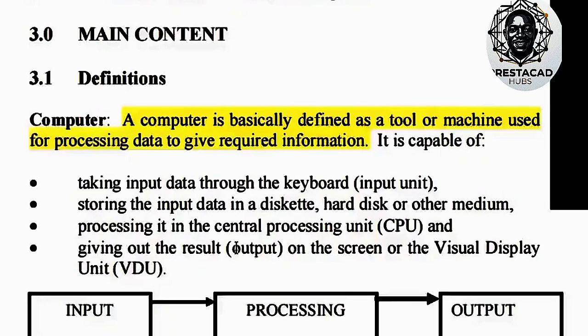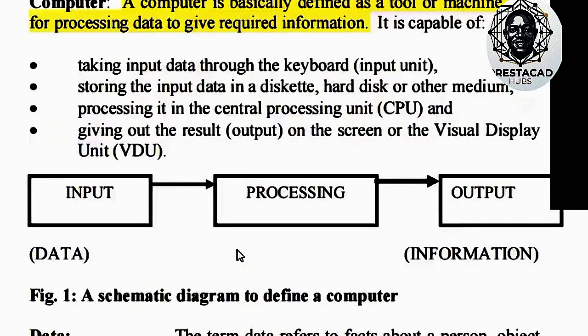A computer can take data through the input unit. It can store the input data. It can process data through the central processing unit. Then it can also give out the processed data or the information through the various output units. So the operation of the computer is summarized as IPO. You input data into the computer, it does the processing, and then it gives you the output.